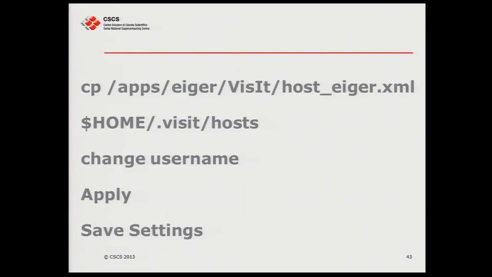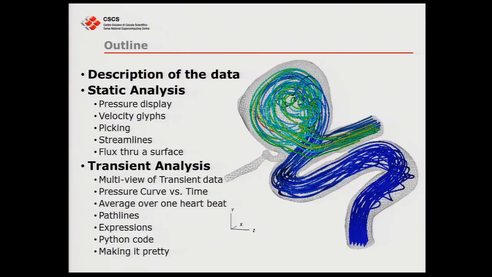Let me describe the problem, because some persons are ahead already. I don't want to slow them down. And then we'll go back to the people who have problems connecting. Here's the description of the data. We have pressure, and we're going to show pressure display, velocity glyphs. We're going to do some picking, some streamlines. We're going to compute the flux through a surface. The flux is the amount of fluid traversing that surface.